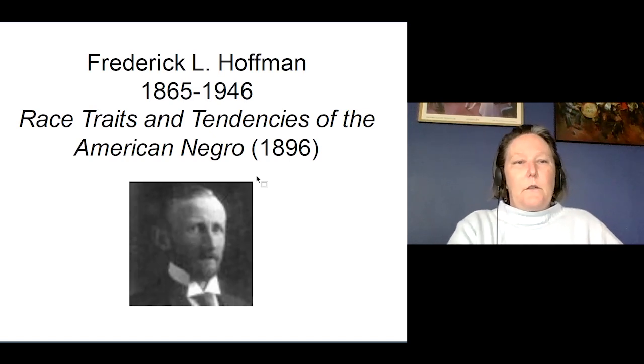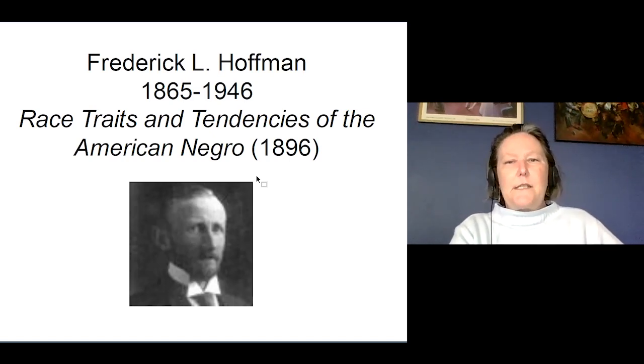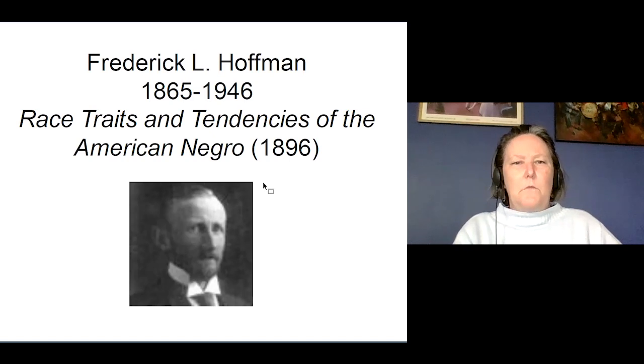But Frederick Hoffman writes this tome in 1896, Race, Traits, and Tendencies of the American Negro, and his use of all of these complicated statistics. He is considered a founding leader of the field of statistics and biostatistics. He was a brilliant statistician, but he uses his knowledge for awful things, and he basically justifies scientific racism with the use of biostatistics. So I'm going to tell a story on myself before we discuss a document that's really going to vividly illustrate what scientific racism was.